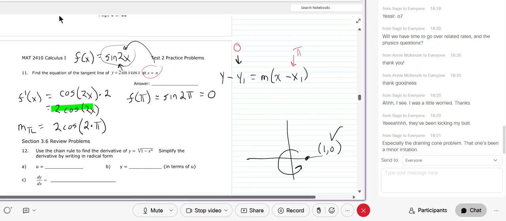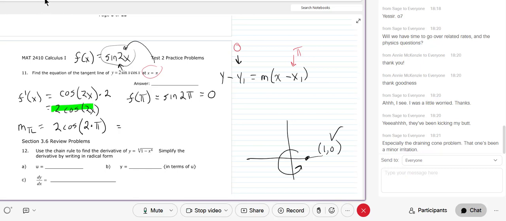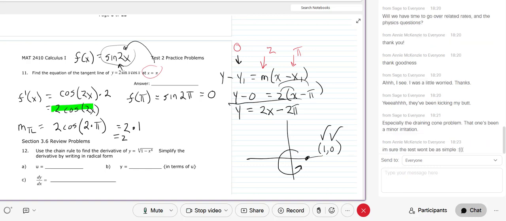Then we need to evaluate that. So this is going to end up giving you 2. The cosine of 2 pi is 1. So you end up getting 2. So the slope of the tangent line is going to be 2. And then from there, it's a fairly simple thing to finish up. You're just going to have y minus 0 equals 2 times x minus pi. That would be y equals, you don't have to distribute it out, but I'm going to go ahead and do that. That's 2x minus 2 pi. Okay, so that would be that.